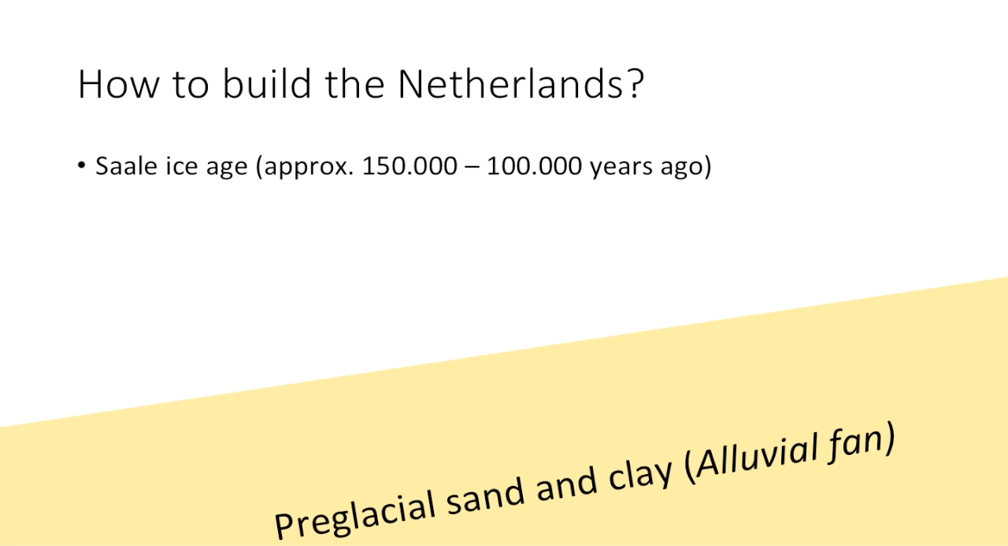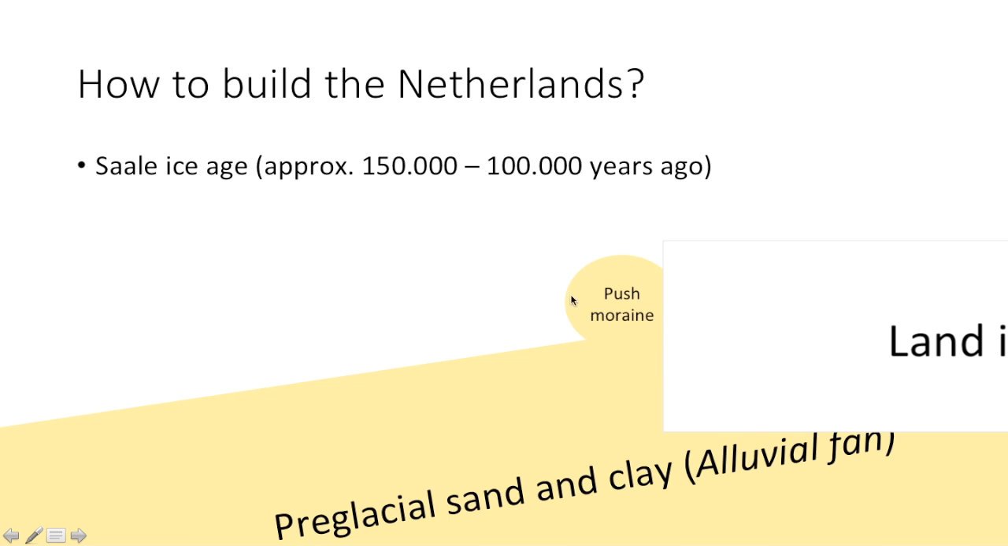The Netherlands was bigger, and it was all pre-glacial sand and clay. And then land ice started to bulldoze its way all the way from Scandinavia down to the Netherlands. And what does land ice do when it comes down from Scandinavia? It's like a bulldozer. It pushes the sediment that's in front of it, and it pushes it all the way up to form these hills.